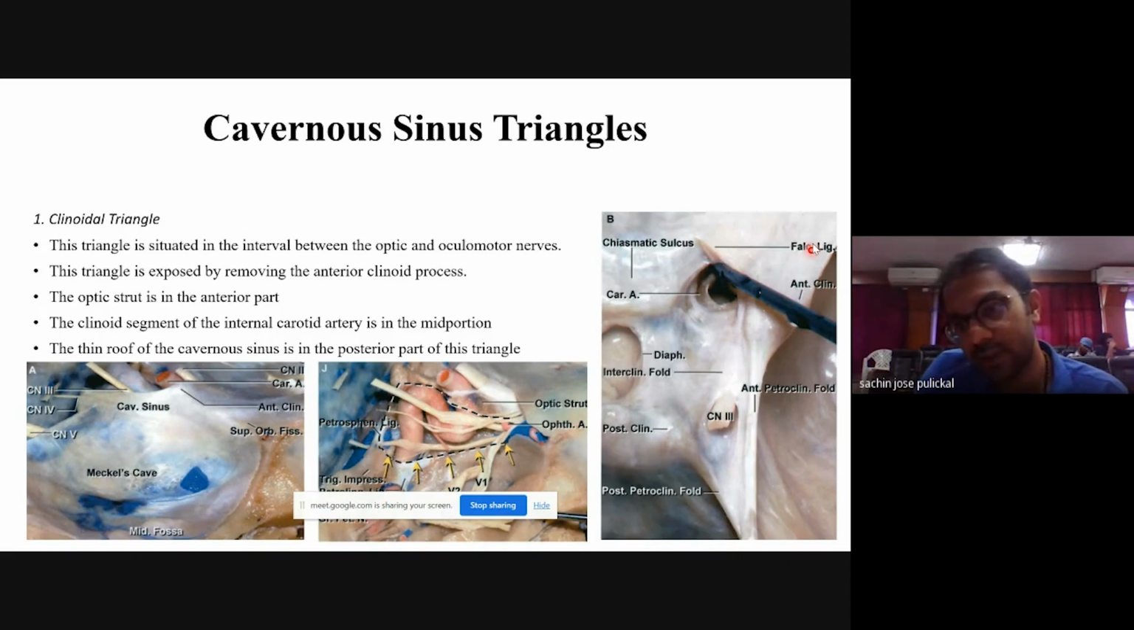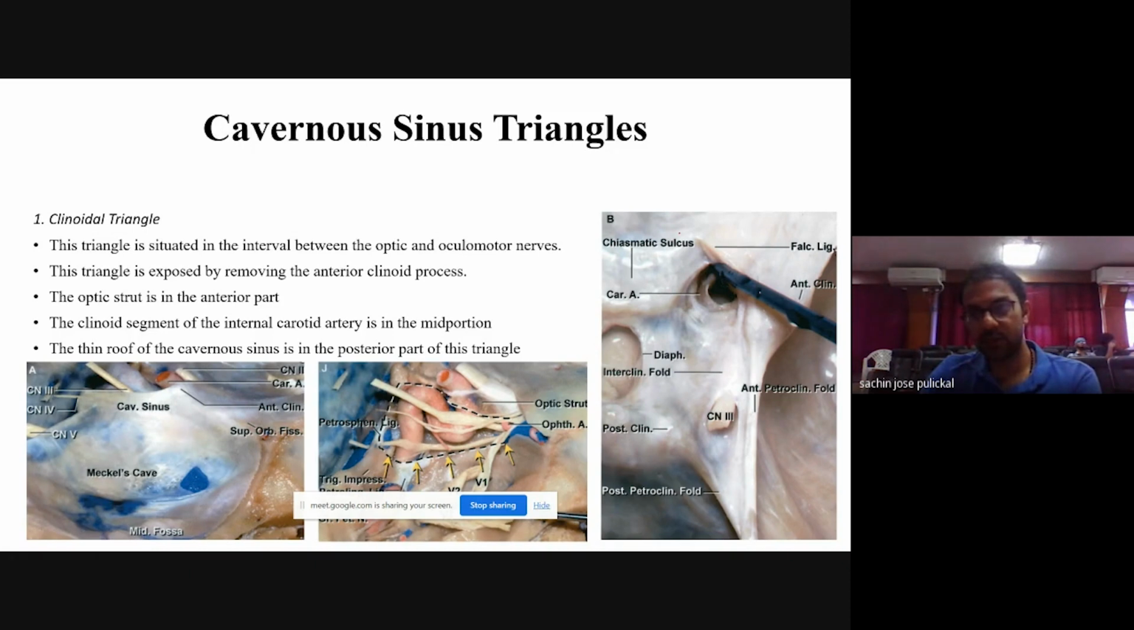What you see after removing the clinoid process is, medially you will find the optic nerve here. Like I told, here you will find the ICA in between the optic nerve and this. And inferiorly you will find the cranial nerve 3. So this is the anterior clinoid process area. And once you remove the clinoid process, what do you see? Medially on the superior aspect, you will find the optic nerve. On the inferomedial aspect, you will find the ICA, which is also called the clinoidal ICA. And inferiorly, you will find the cranial nerve 3, which is entering inferiorly. So this triangle is called clinoidal triangle.